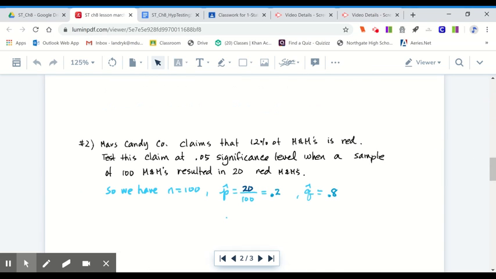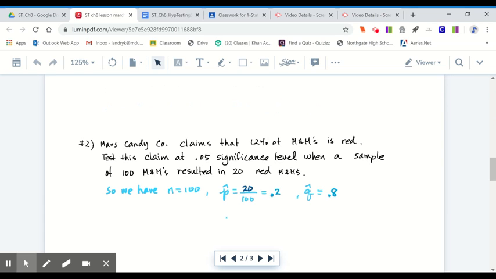Okay, right here. So Mars Candy Company claims that 12% of M&Ms is red. Let's test this claim at 0.05 significance level, when a sample of 100 M&Ms resulted in 20 red M&Ms. Okay, so a couple of things we need to calculate here. n is equal to 100 M&Ms, that's the sample size.